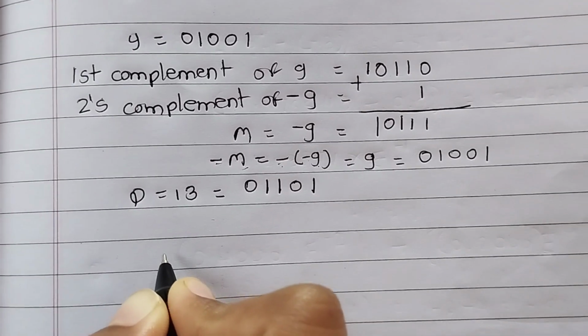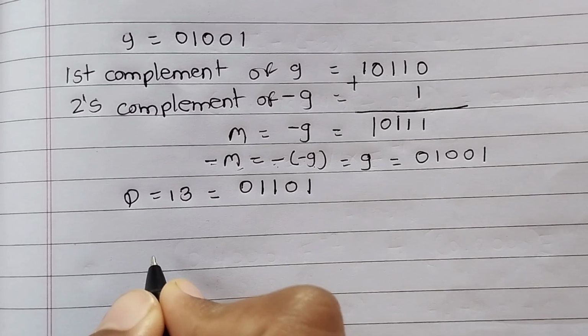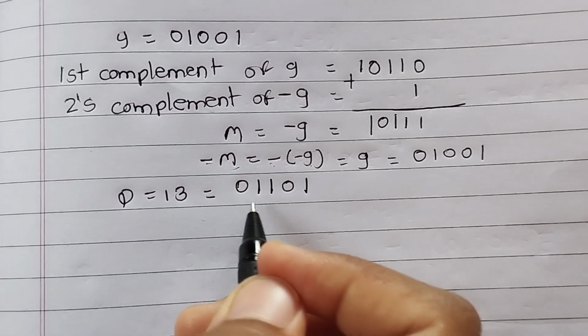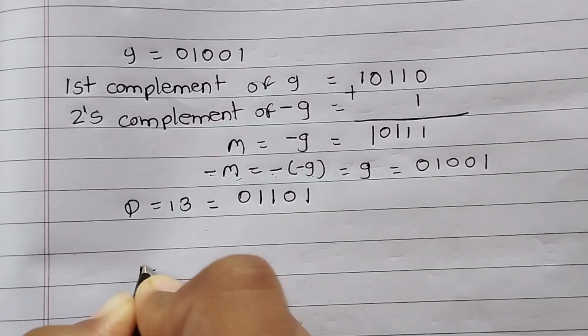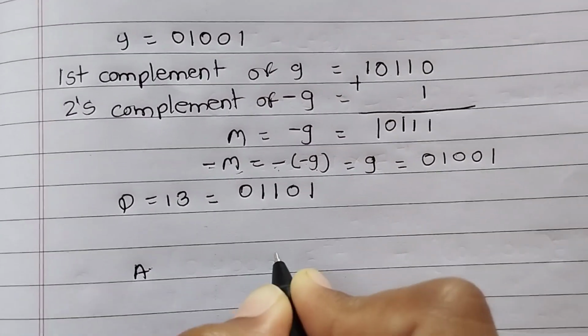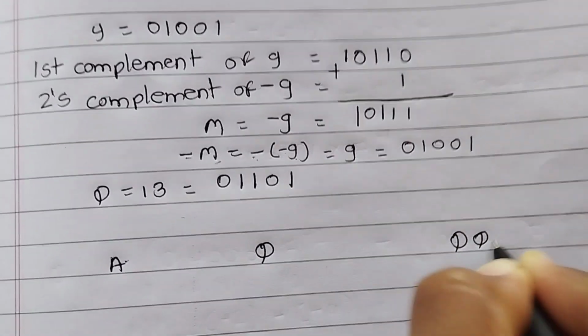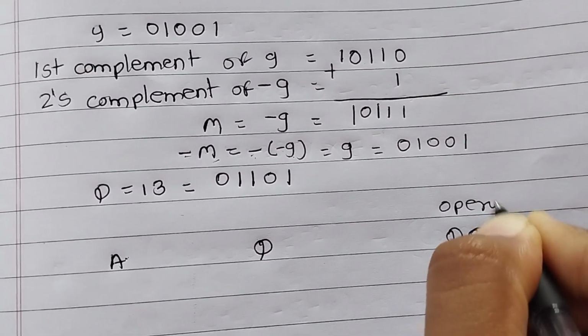So first, in our flowchart we see initially A is equal to 0 and Q is given in our example, so no issue. So first we write A here, Q here, and Q-1 here. This is the operation.